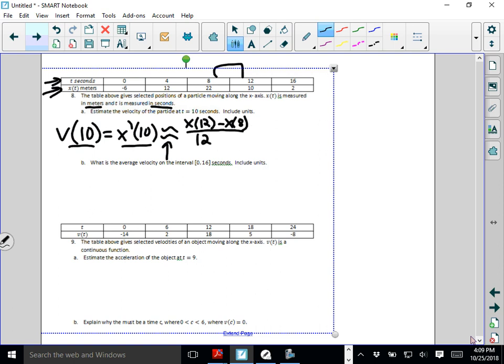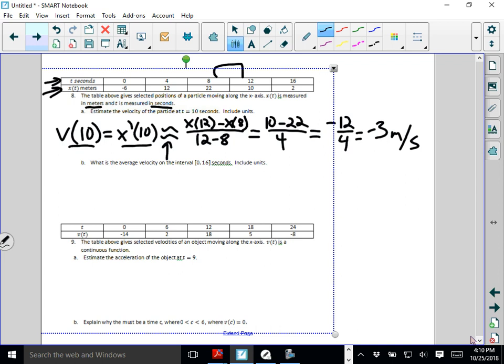Okay. Or you could have 10 minus 22 over 4. 10 minus 22 is negative 12. Negative 12 over 4 is negative 3. Our unit for velocity here will be meters per second. So our best guess of our velocity at t equals 10 is going to be negative 3 meters per second.